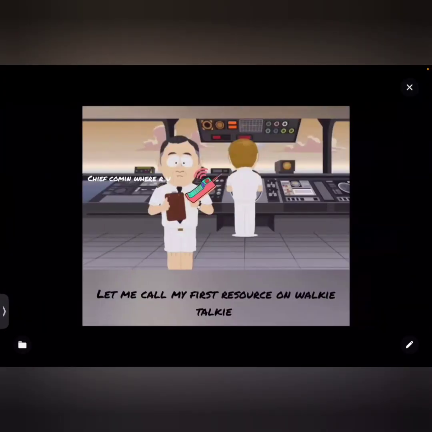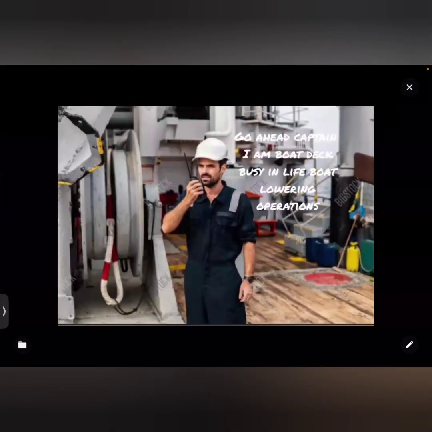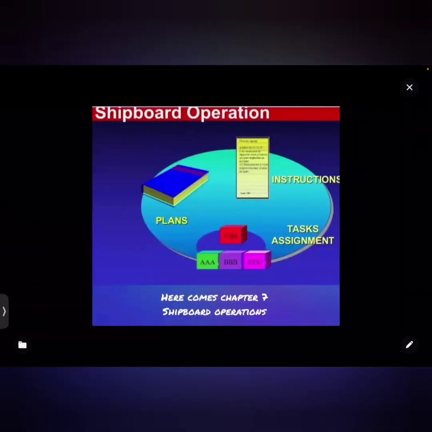Now the captain calls his first resource on the walkie-talkie, his right hand. Chief, come in. Where are you, chief? The chief is busy lowering the lifeboat. He said, go ahead, captain. I am at board deck, busy in lifeboat lowering operations. And here comes your chapter 7, shipboard operations.